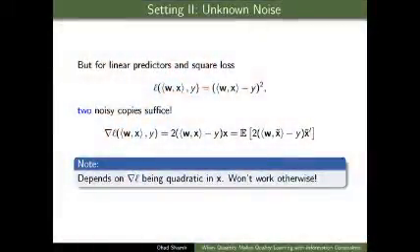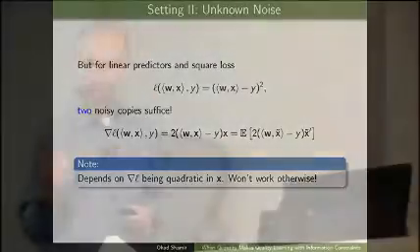However, for linear predictors and square loss, two noisy copies are already enough to learn. That's because if I take the gradient of the loss function and plug in one noisy copy here and one noisy copy here, I get something which is random but correct in expectation. So I can apply stochastic gradient descent and learn.